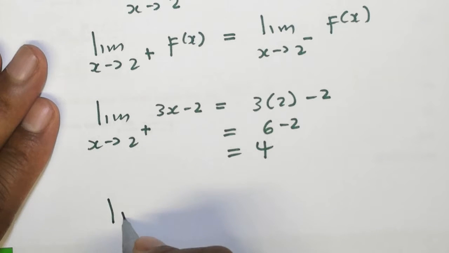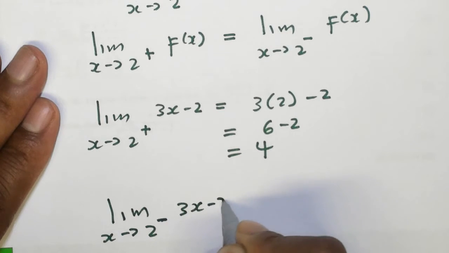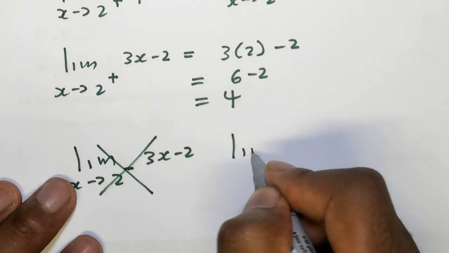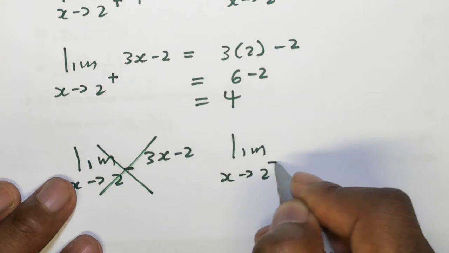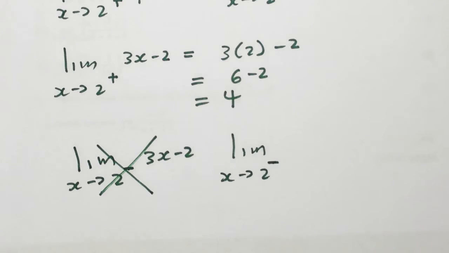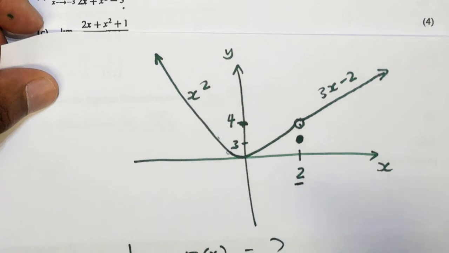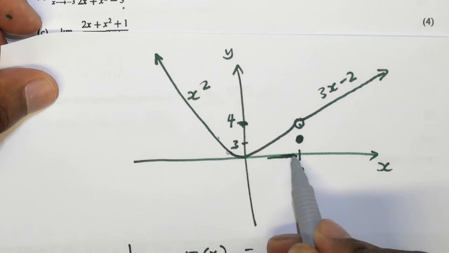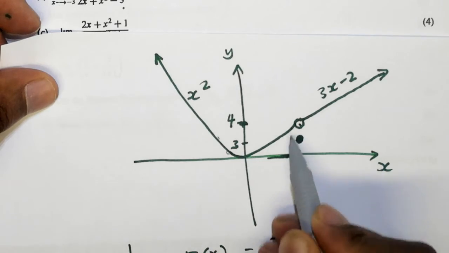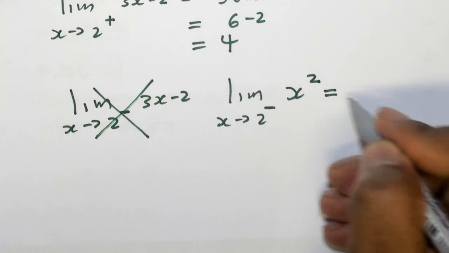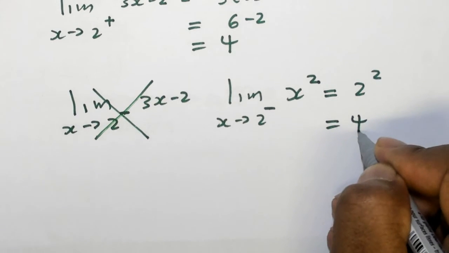Now we also have to do the limit as x approaches 2 from the negative side. Oh sorry, this is wrong, I can't be doing that. So I need the limit as x approaches 2 from the negative side. If I get closer to 2 from the negative side, which function do I touch first? It is the parabola, the x squared. So I have to use the x squared there. If I do that, then I get 2 squared, and 2 squared is 4.